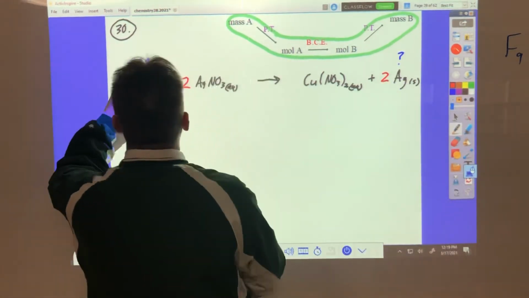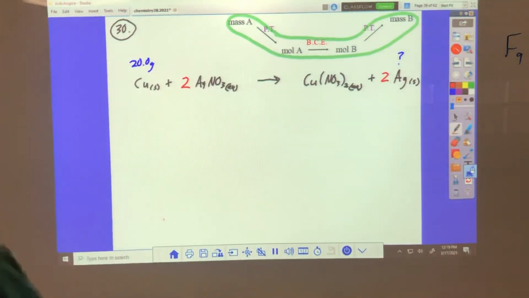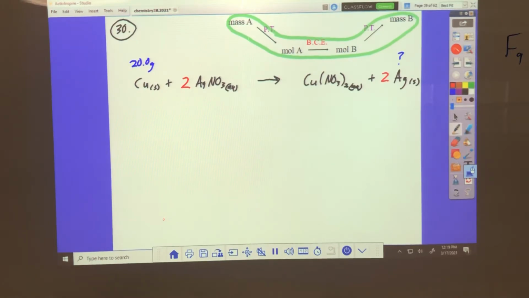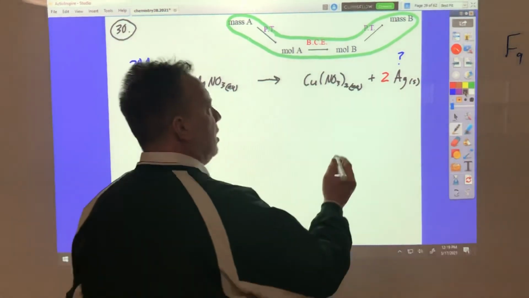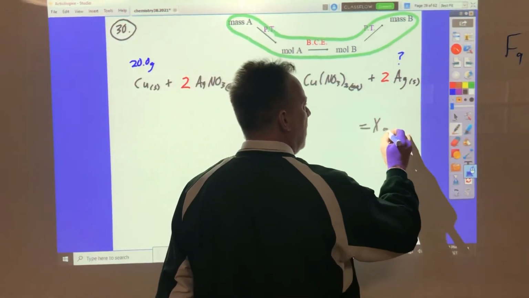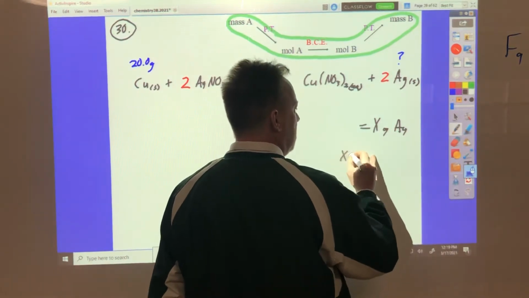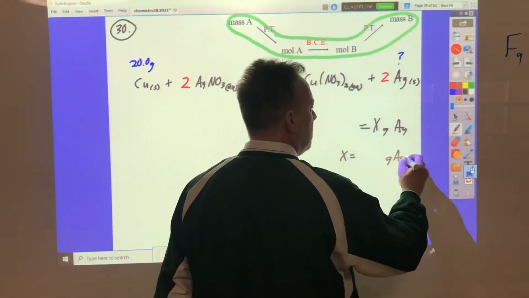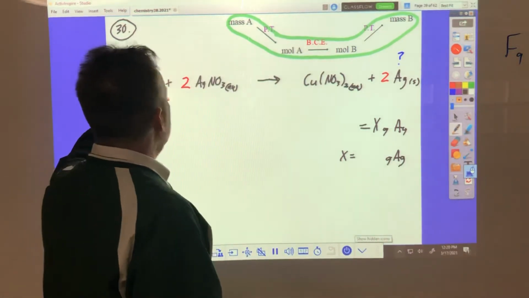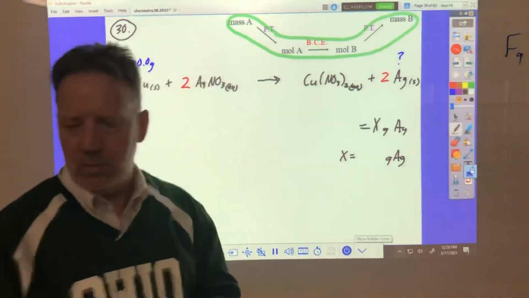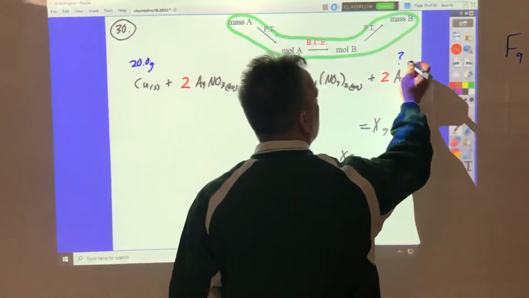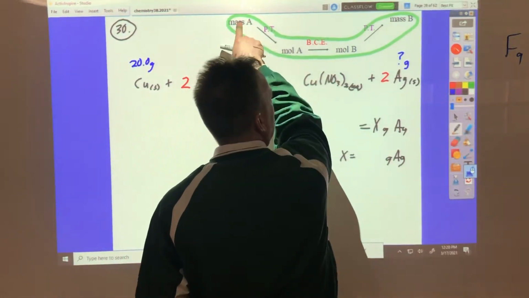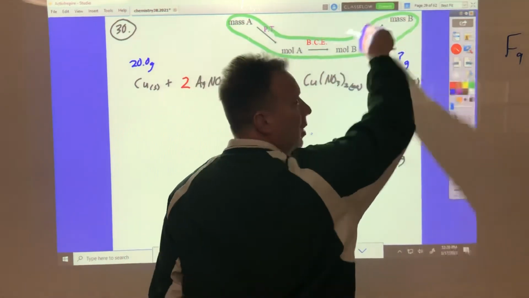And we want to know, if we start with 20 grams of this, how many grams of silver do we end up with? So let's determine a theoretical yield. Make sure you know what you're looking for. We are looking for X grams silver, X equals so many grams silver. And we are turning grams into grams. So we'll say question mark grams. So we are doing this whole thing, mass in grams to moles to grams again.